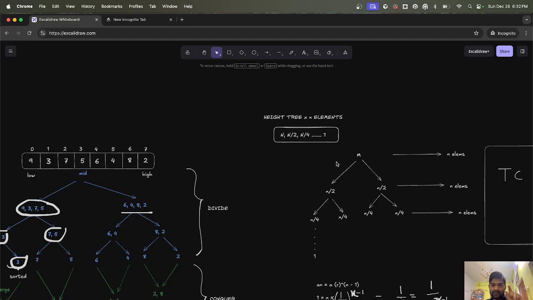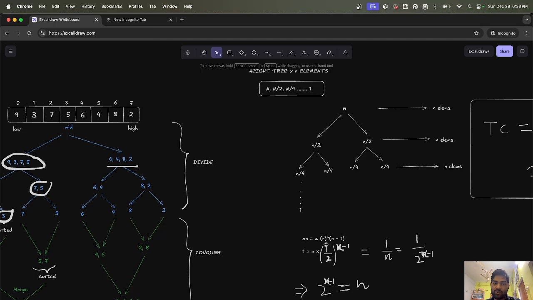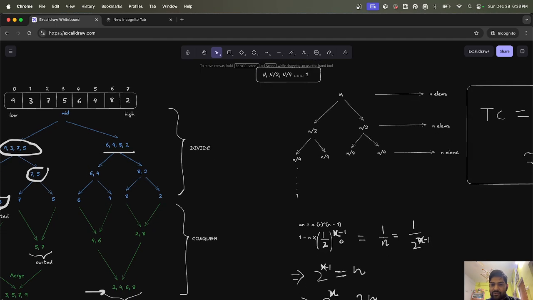Now, what is the formula for the nth element in GP? That is a_n equals a r to the power n minus 1, right? So what is my nth element? That is 1. This is my nth element and this is my first element. So the nth element, which is 1, is equal to my first element, which is n, into 1 by 2. Why 1 by 2? Because if you see this n and n by 2, the ratio is 1 by 2, right? 1 by 2 to the power n minus 1.